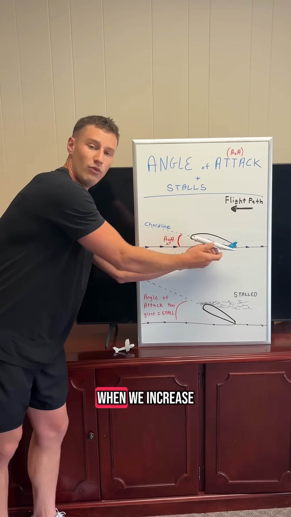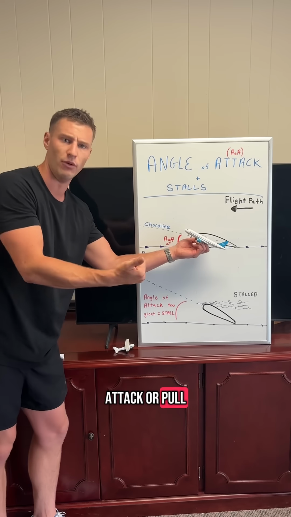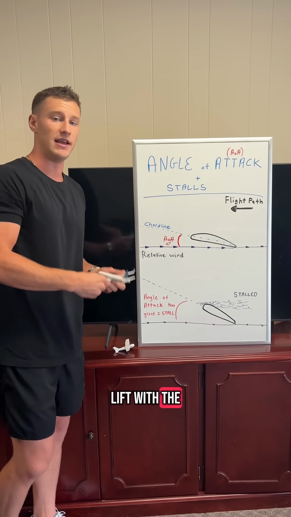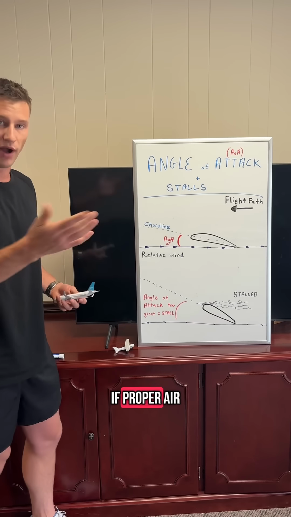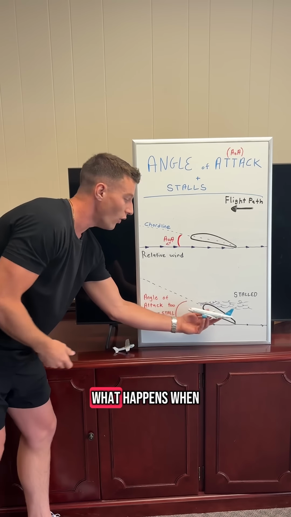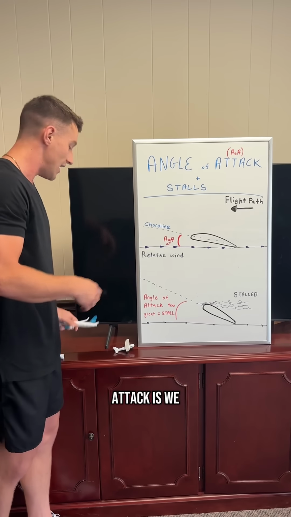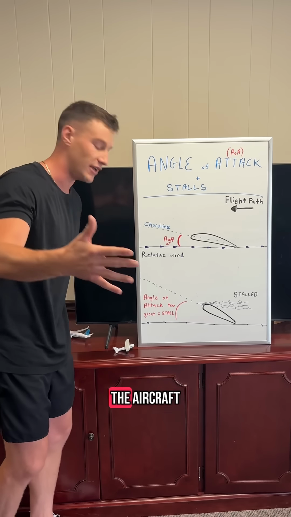Well, as we know, when we increase this angle of attack, or pull back and add back pressure, we may increase lift with the increased angle of attack if proper airspeed is there. Well, what happens when we approach the critical angle of attack is we actually stall the aircraft.